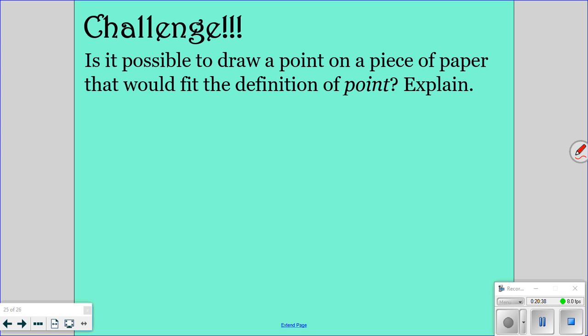No, it is not possible to draw a point on a piece of paper that would fit the definition of point, since the inked dot on a piece of paper has a given area and dimension. If I put a dot here, it has a size. And the definition of a point is that it has no size and it is a zero-dimensional object. So the dot on a paper can only represent the point, but it can't actually fit the definition of point. So maybe some of y'all had that pretty close.